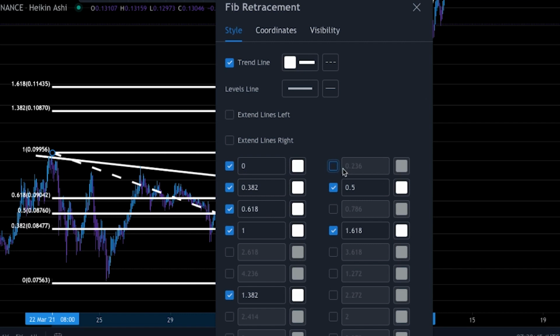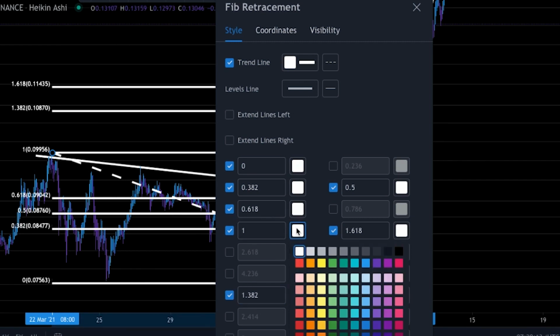I do not use the 0.236 because when you start turning on all these other levels, you're always going to hit one of them, you know, and it's only the main ones that I want to focus on. So I'm going to have on the 0, the 0.382, the 0.618, the 1, 0.5, 1.618, and 1.382. So right here, the 1 going to the upside, I'm going to make green.